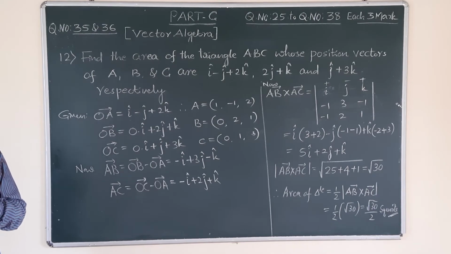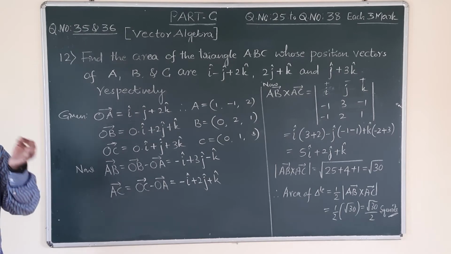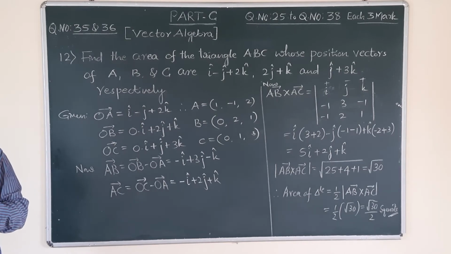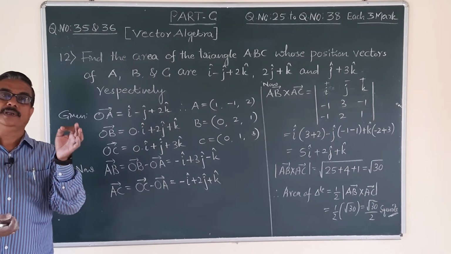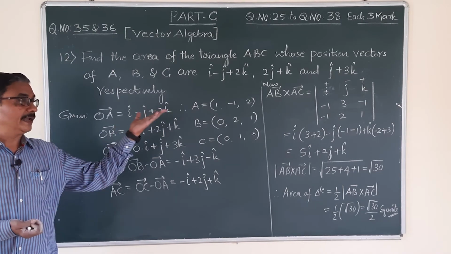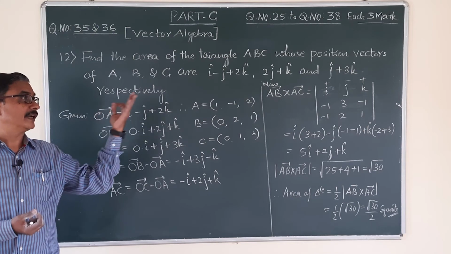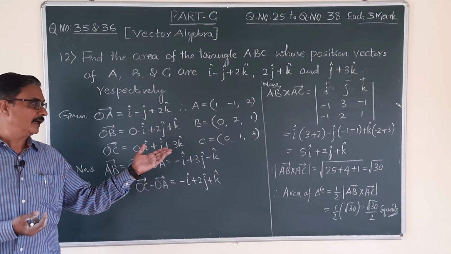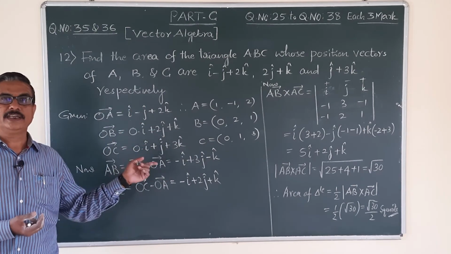Then the unit vector perpendicular to both the vectors, denoted by n cap, is equal to vector A cross B divided by their magnitude. Then the area of a triangle with 3 vertices given, its formula is 1/2 into magnitude of AB cross AC.